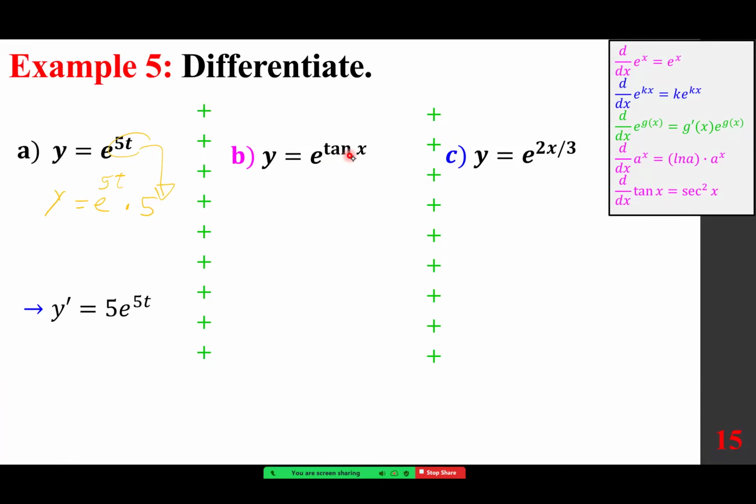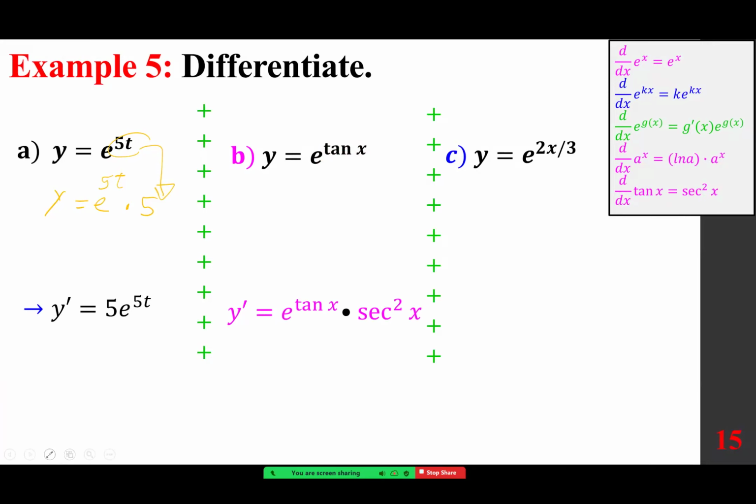Or e to the power of tan x, I'm going to write e to the power of tan x. By the chain rule, I need the derivative of tan x, which is secant squared. So again, I'm going to write a few formulas and I follow them. It speeds up the process.